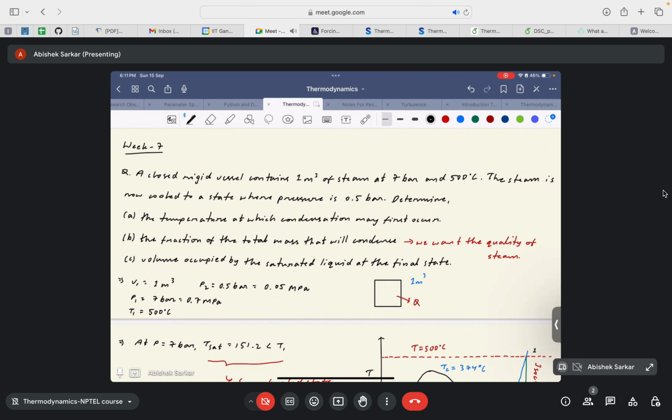And in this week, I will discuss one problem regarding the properties of pure substances, or the properties of the liquid vapor mixture inside the vapor dome. So I will discuss about that.